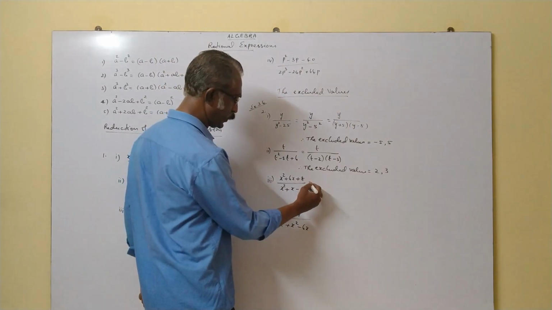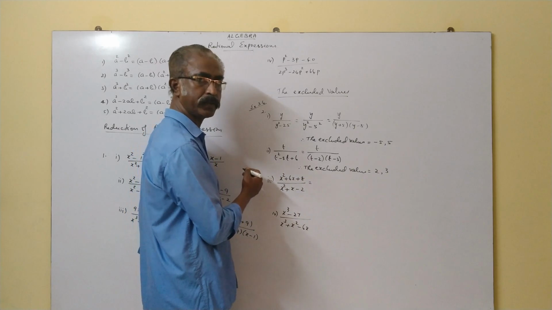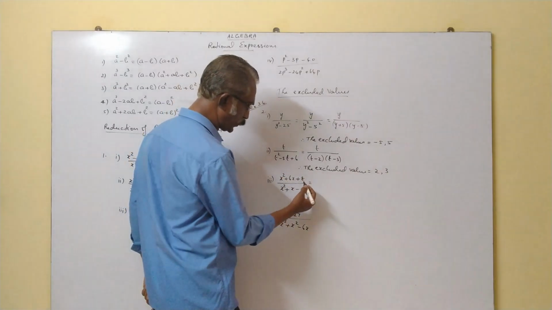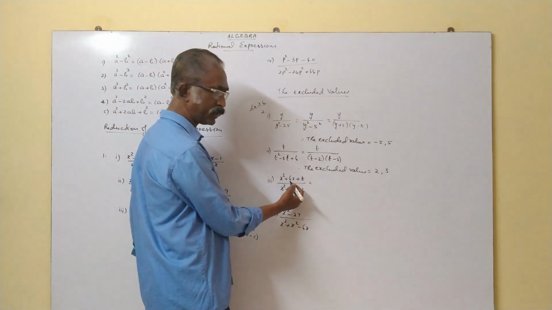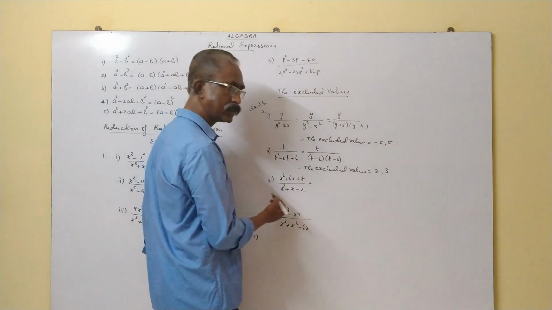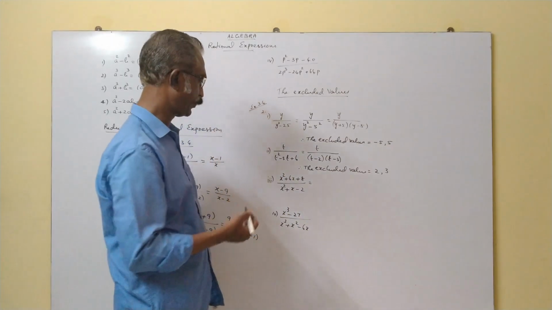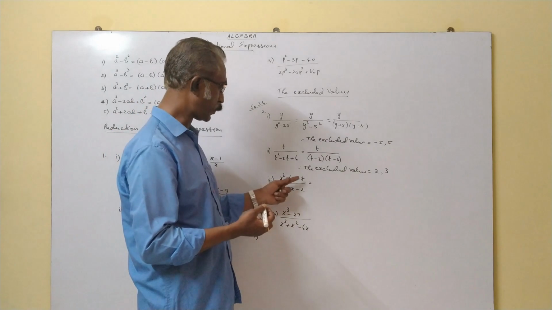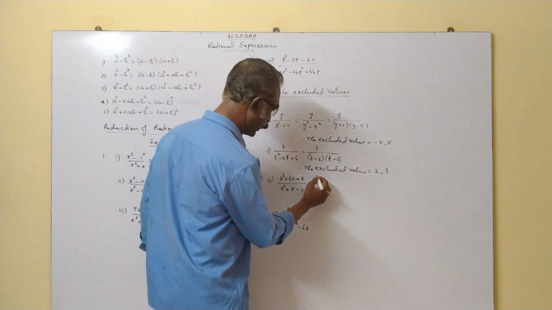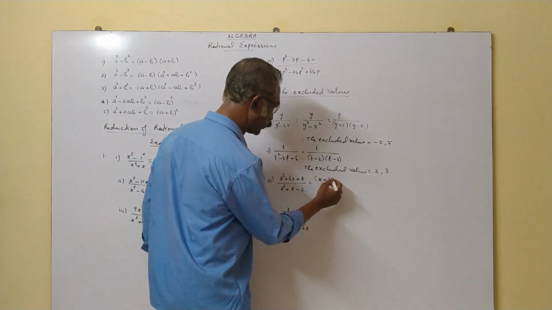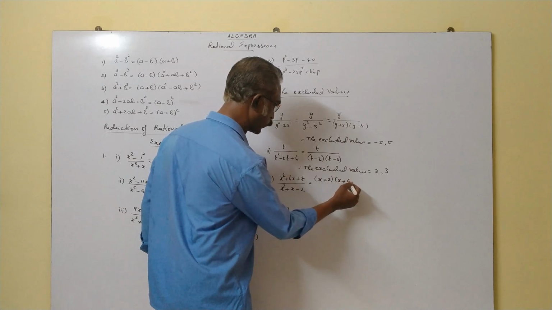Third subdivision, same thing. You have to factorize the numerator. So in this case, product is 8 and the sum is 6. What are the numbers? 2 and 4. Plus 2 and plus 4. The product is 8 and the sum is 6. You will be getting x plus 2 into x plus 4.